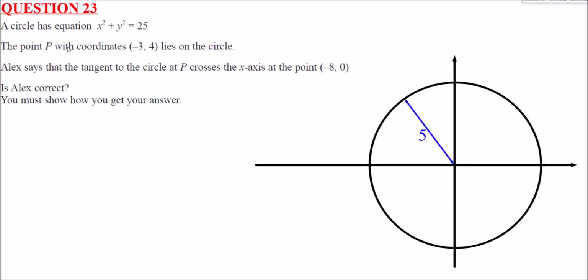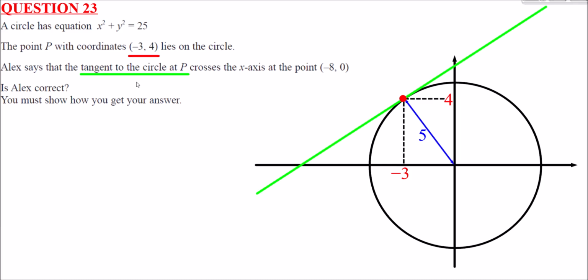Next, we're told that the point P with these coordinates lies on the circle. So what I'm going to do now is add on this point, minus 3 and 4, which means x is negative 3 and y is 4 at that particular point. Alex then mentions that the tangent to the circle at P crosses the x-axis, he thinks, at minus 8 and 0. So let's draw on the tangent to the circle at P. It's going to be a straight line that just glances off the circle at this red point and carries on. So it's going to have a negative gradient, something along this line here. Here's one I sketched on earlier.